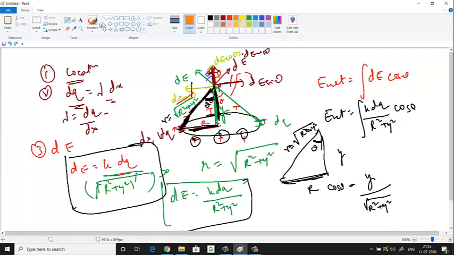Okay, I'm removing all these things. What should I remove? Yeah, this part let me remove.